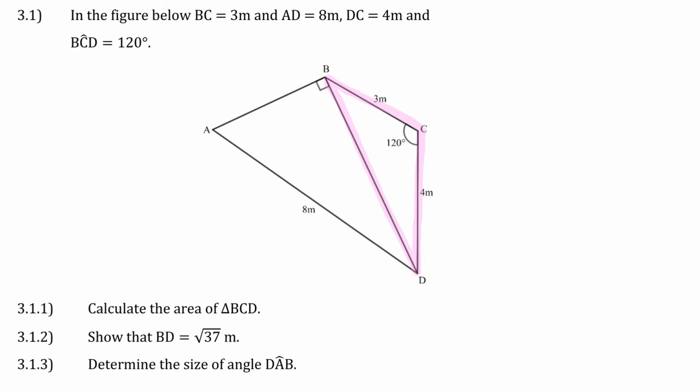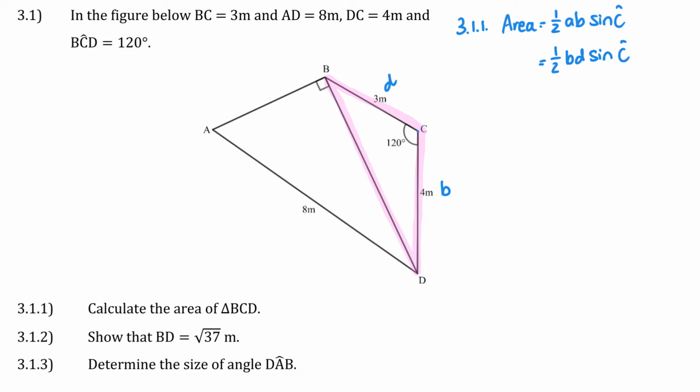Now, BCD is not a right-angled triangle, so I can't use the rule half base times height, but I could use the area rule. Now, the area rule is normally half ab sine C. Let's consider the triangle I have and the information I've been given. Line BC is known as side lowercase d because it's opposite angle D. And line CD is known as lowercase b. And I have angle C. So my area will be half bd sine C.